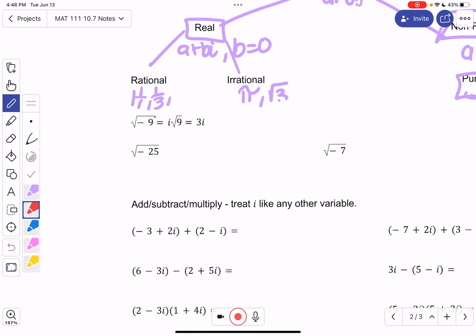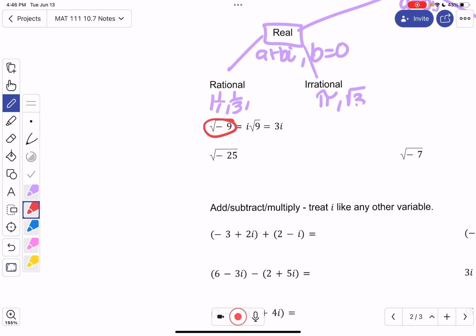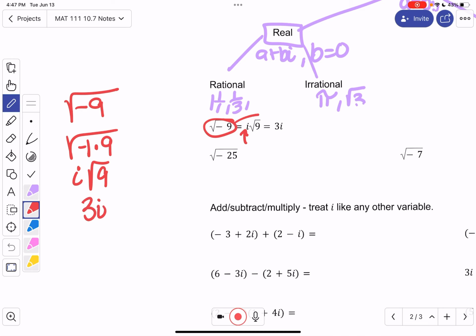The way we use this is the square root of -9. We can rewrite that like the square root of -1 times 9. The square root of -1 is i by that definition. So it brings the i outside like this. And then the square root of 9 is 3. So we get 3i. That's how that works.